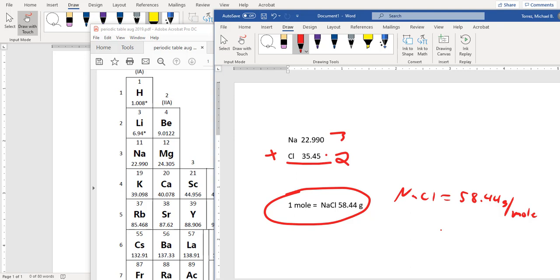This makes it pretty easy because then you just simply have to bring the 1 mole to the other side of the equal sign, and we can go back to our original equality. 1 mole is equal to 58.44 grams.